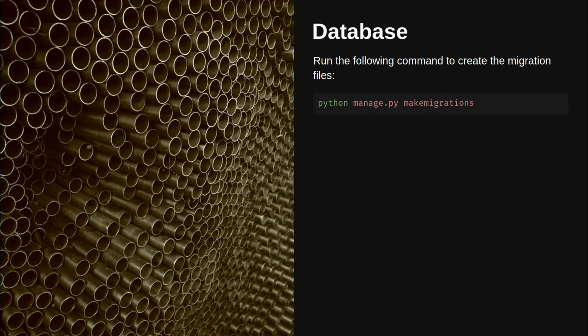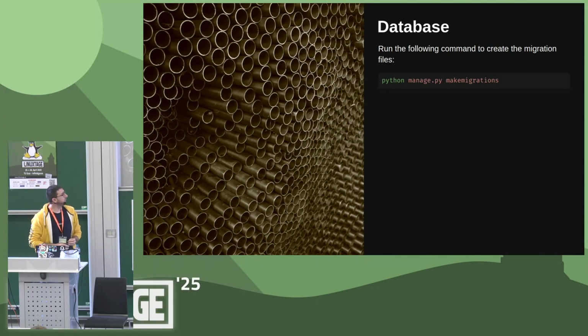When you're done with that, Django gives you this nice utility where you can run the make migration command. This will create your database migrations. So those will be Python files that will be part of your project that will define how the database will look like. We have a question here. This is similar to Alembic, which you can use together with SQL Alchemy.